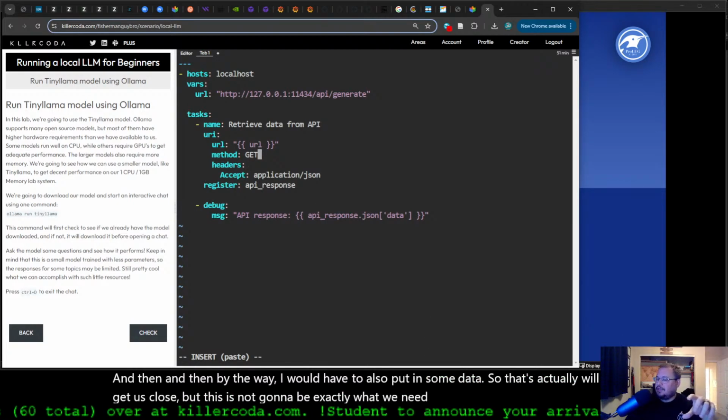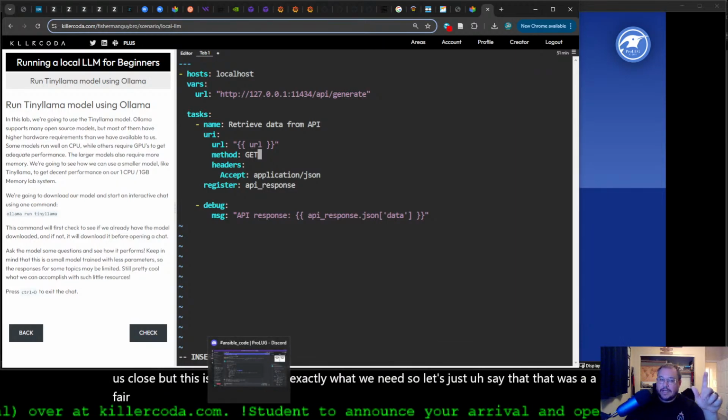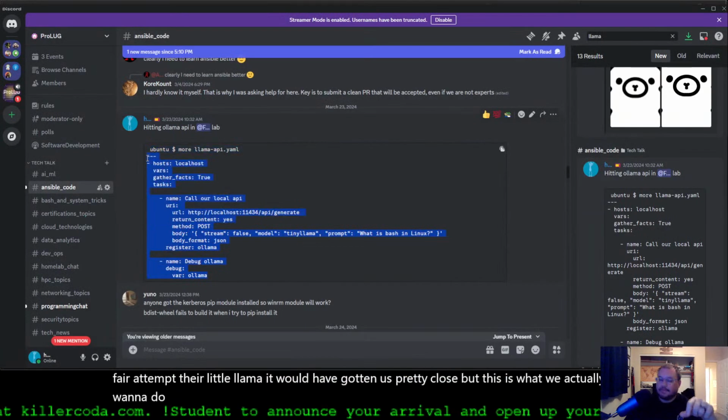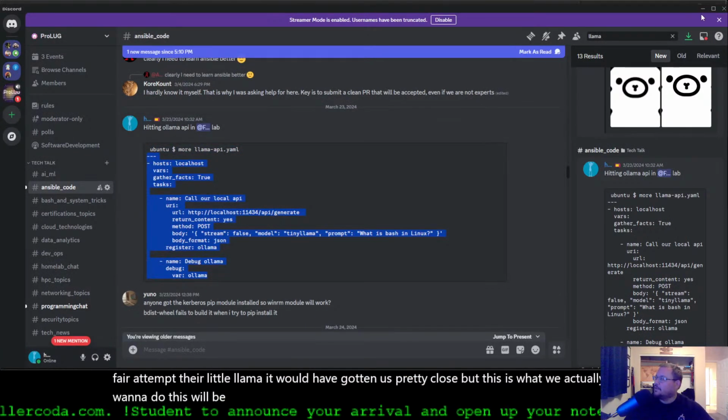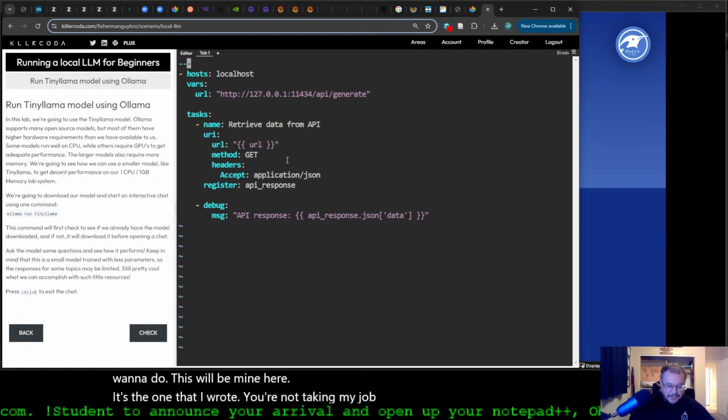So let's just say that that was a fair attempt there, little llama. It would have gotten us pretty close. But this is what we actually want to do. This will be mine. Here. It's the one that I wrote. You're not taking my job today, computer.